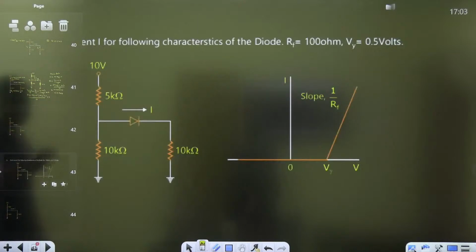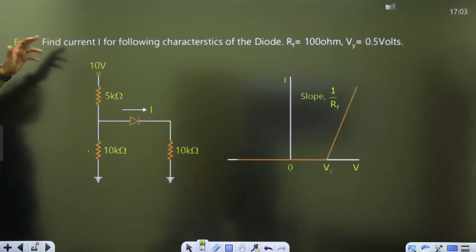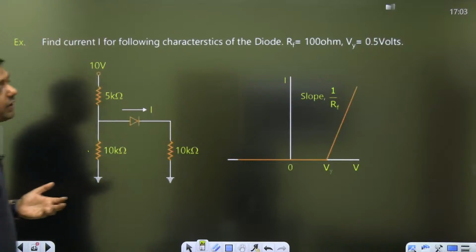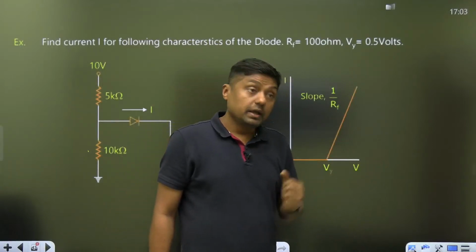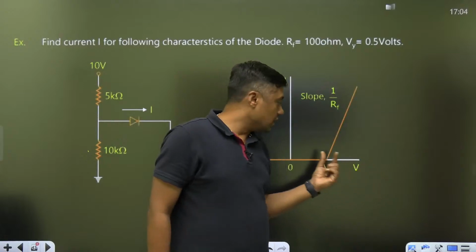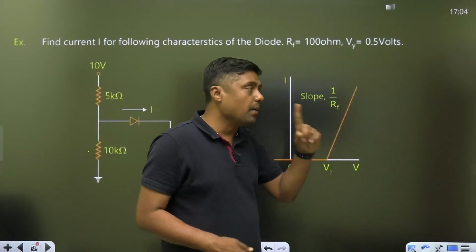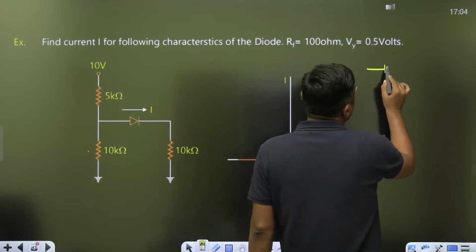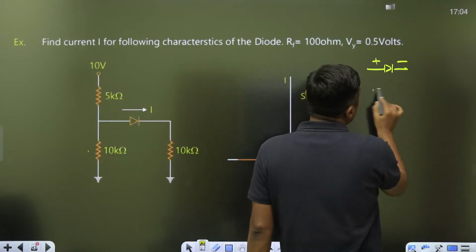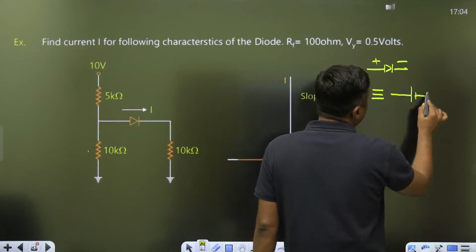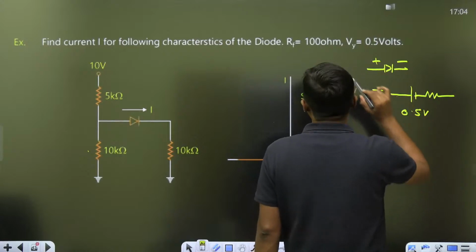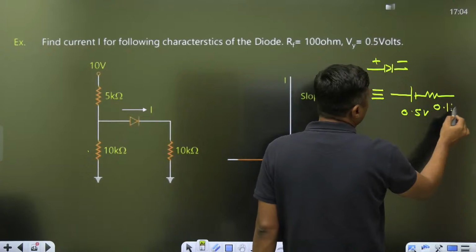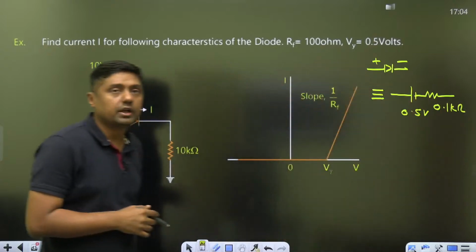For example, same question: find the current I for the following characteristics of the diode. RF is 100 ohm, V gamma, the cut-in voltage, is 0.5 volt, and this is the characteristic. This is the large signal model of the diode. If that diagram is given, if the cut-in voltage is given, RF is given, then remember, if the diode is forward biased, it should be replaced by V gamma and RF. V gamma is 0.5 volt and RF is 100 ohm, meaning 0.1 kilo ohm. It should be replaced by 0.5 volt and 0.1 kilo ohm.